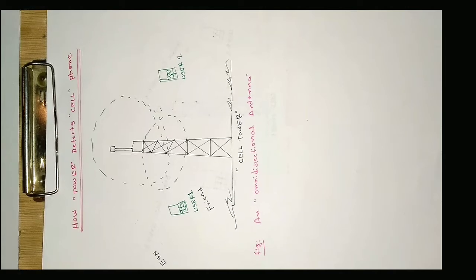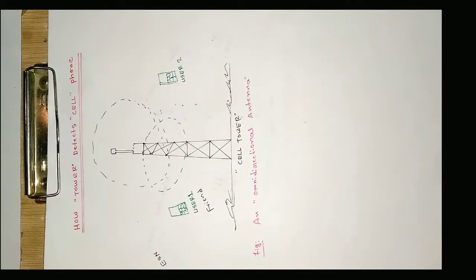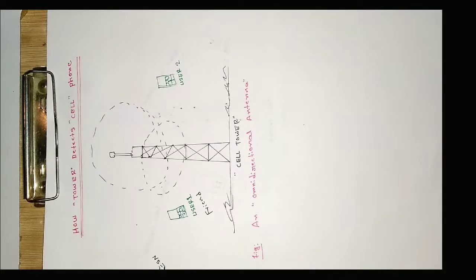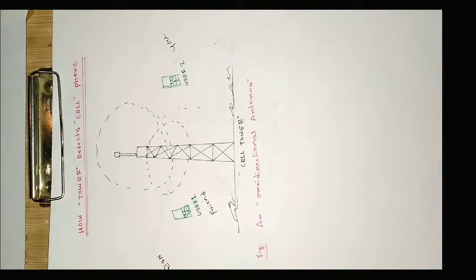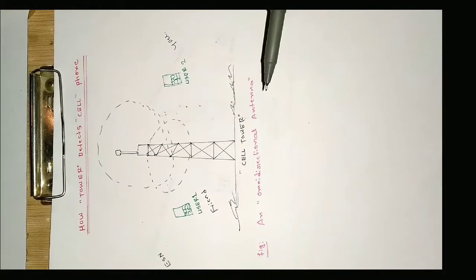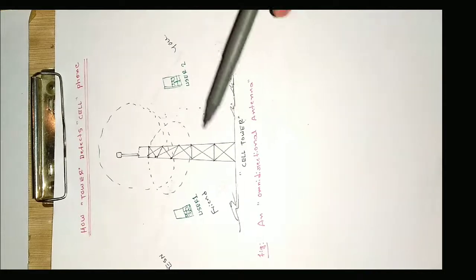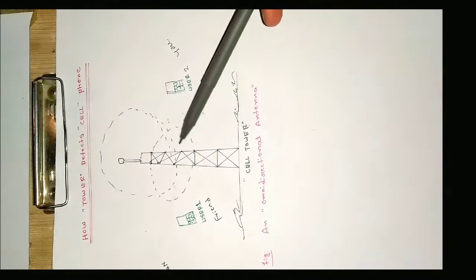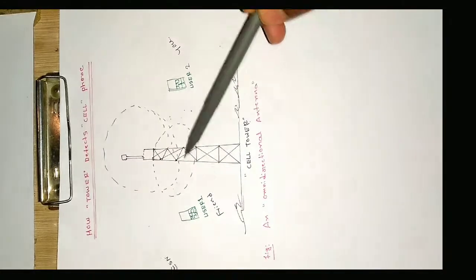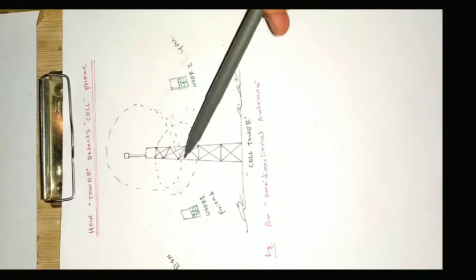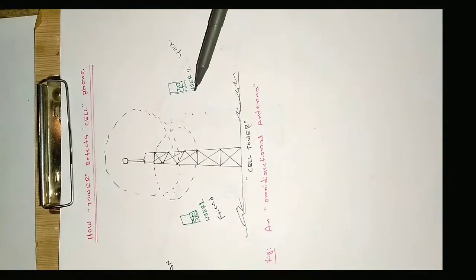To see how a tower will determine the cell phone which is under its coverage area, consider a first scenario. You are here and you want to communicate with your friend, who is also in the range of the same tower to which you are connected. Let us say this is the tower to which you are currently connected, and your friend is also in the same premises of the tower, so there is no handoff in this process.